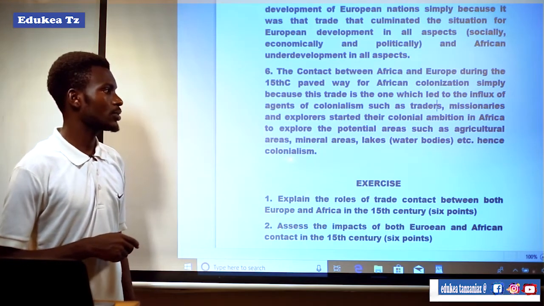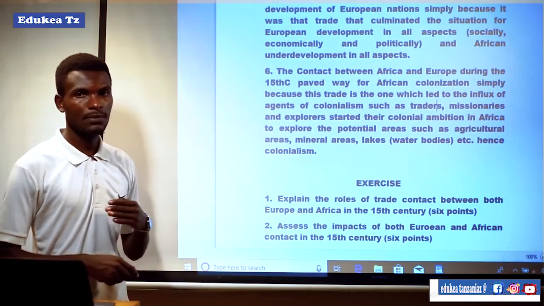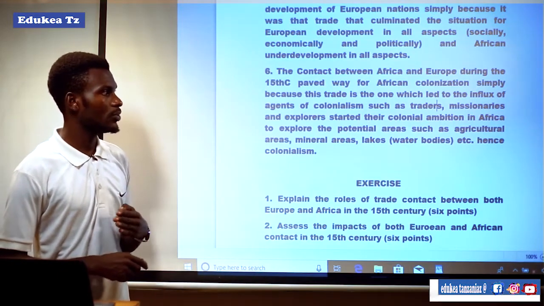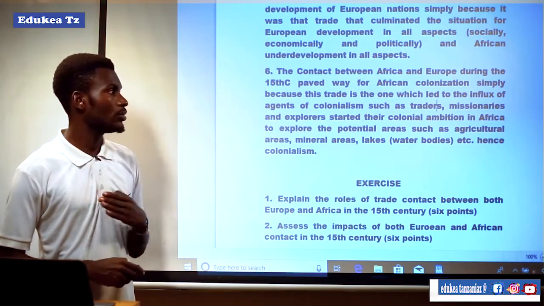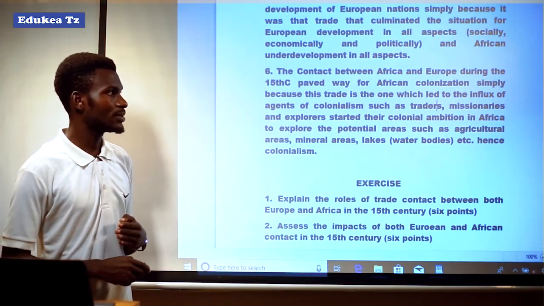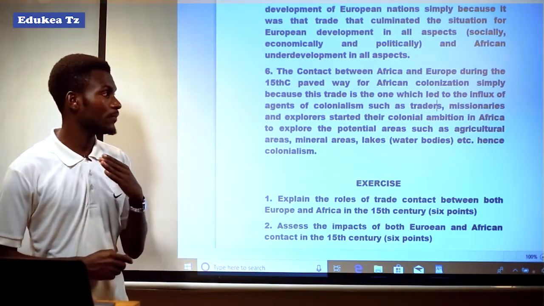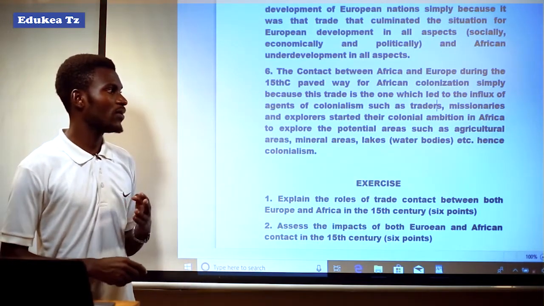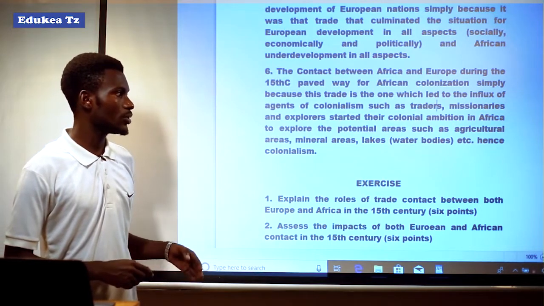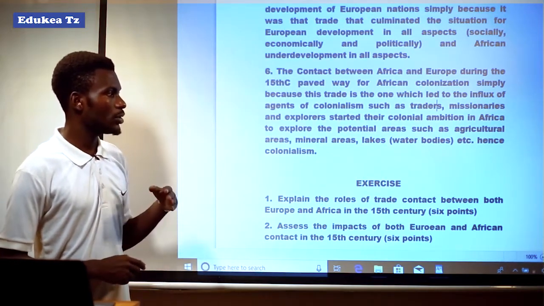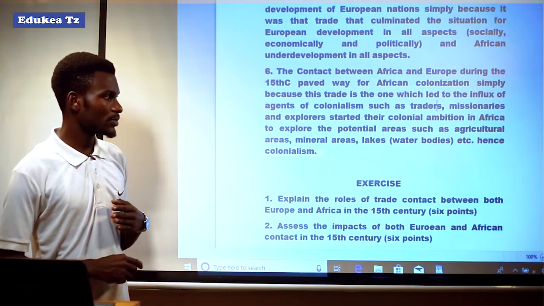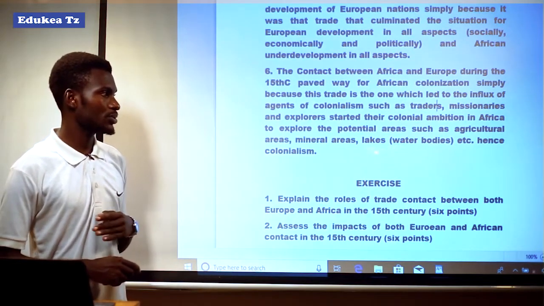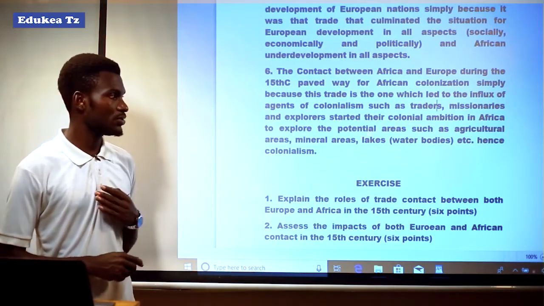seas, hence colonialism. Which means that the agents of colonialism, such as traders, missionaries, and explorers, came in much influx to explore the areas which were potential for achieving agricultural benefits, mineral resources, and water bodies which were potential for the European countries, hence led to colonialism.